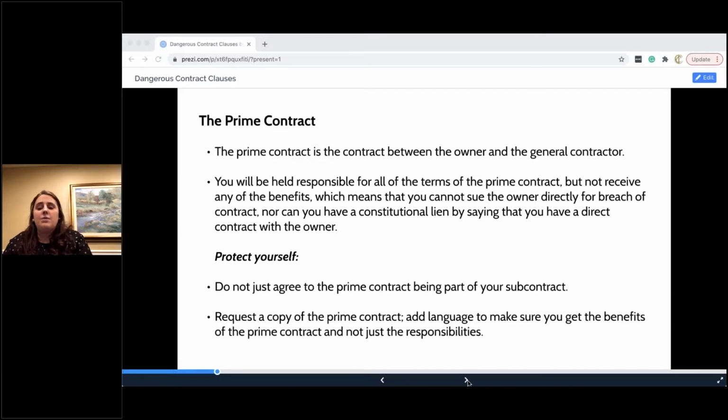And you can add language to make sure that you are getting not just the responsibilities of the prime contract, but also the benefits. That might be a little bit case specific. I can't give you an easy sentence or an easy paragraph to throw in there, but contact us. We'll be able to look at what is your trade, what scope do you have, and to be able to look at what is in the prime contract to create something that'll make sure you are protected both ways.